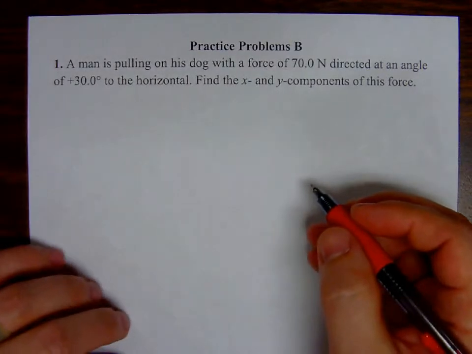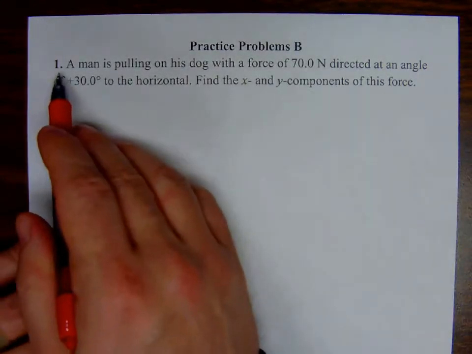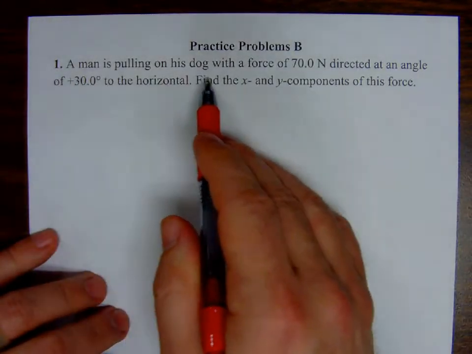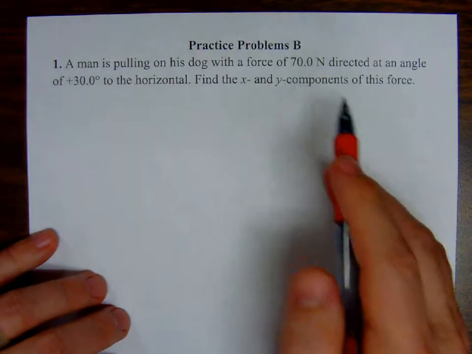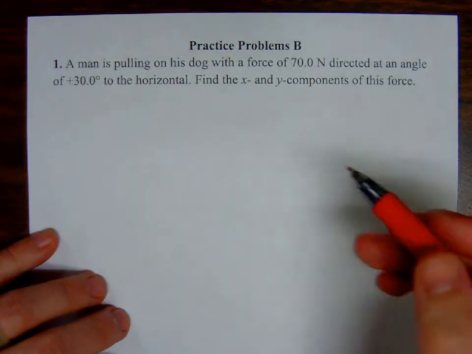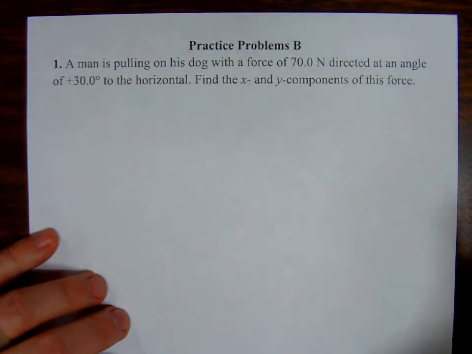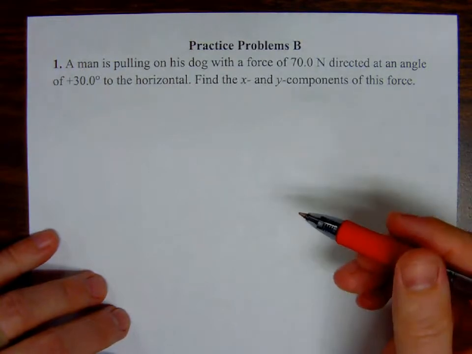So, number 1. A man is pulling on his dog with a force of 70 newtons directed at an angle of positive, meaning above the horizontal, 30.0 degrees to the horizontal. Find the x and y components of this force.